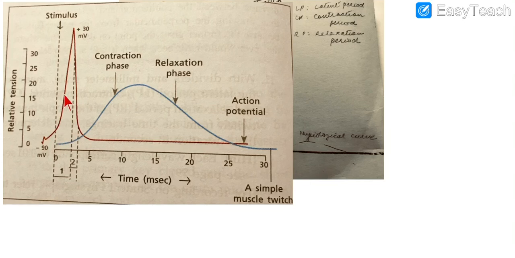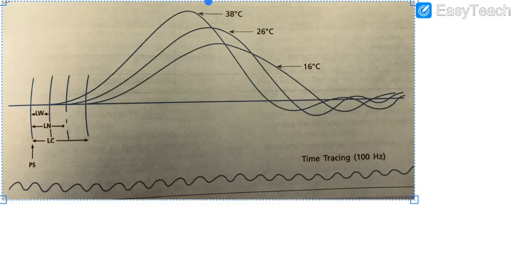If we have a look at this diagram, this blue line is the simple muscle twitch, and it is in accordance with the stimulus we have provided at this point. Say we draw a baseline over here: the movement of the graph starting from this baseline up to this point is the latent period, right? This is the contraction phase, and this is the relaxation phase.